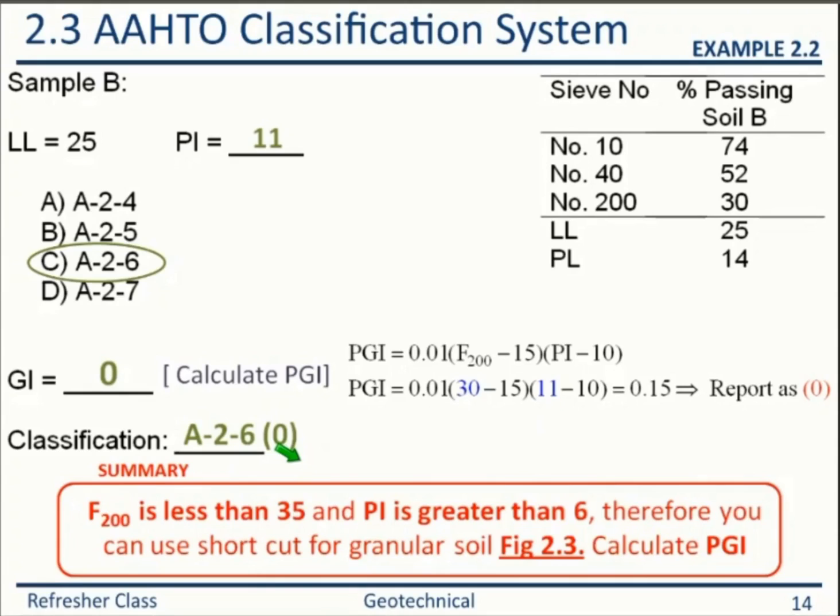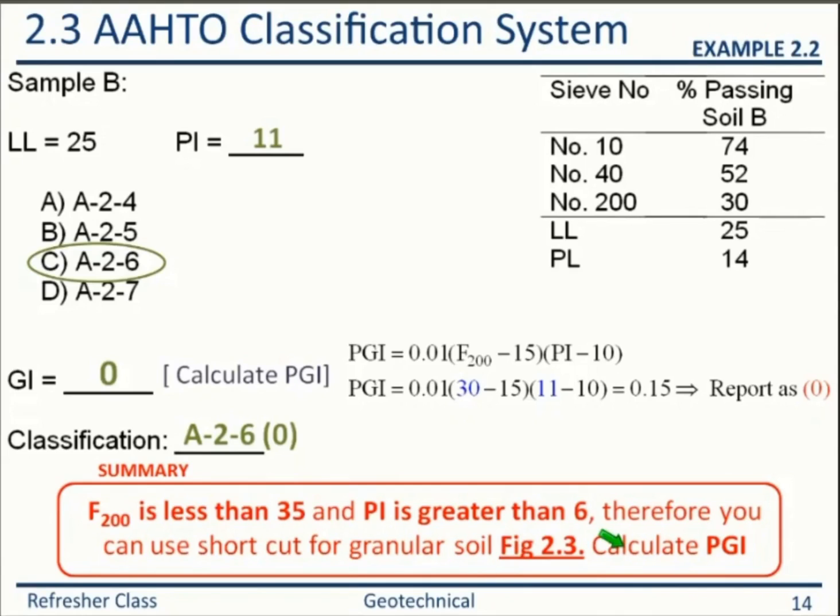Okay, any question? Percentage passing number 200 sieve is less than 35. PI is greater than 6. Therefore, you can use the shortcut for granular soils, that is figure 2.3, and calculate PGI. But if you don't want to use figure 2.3, you could use the table.